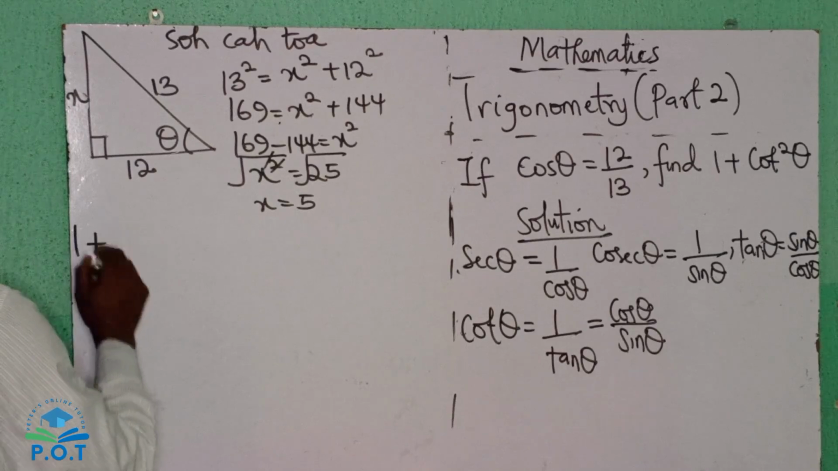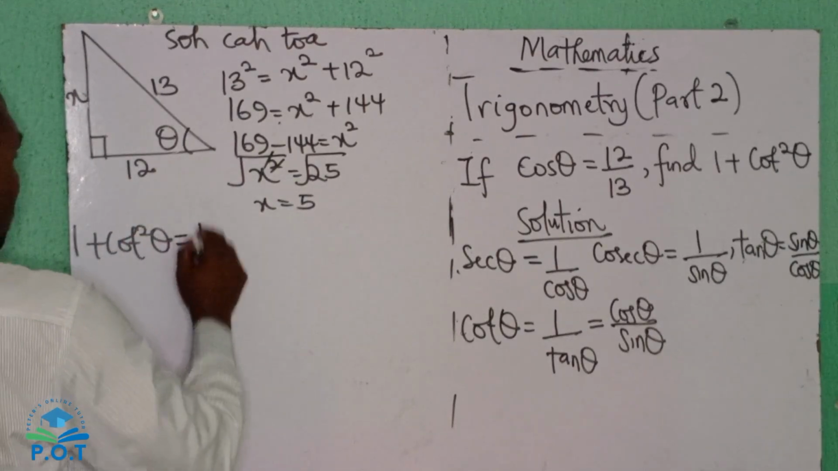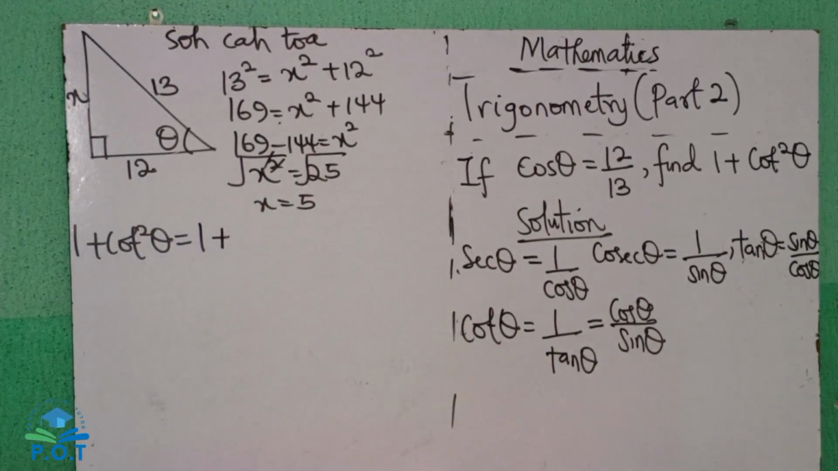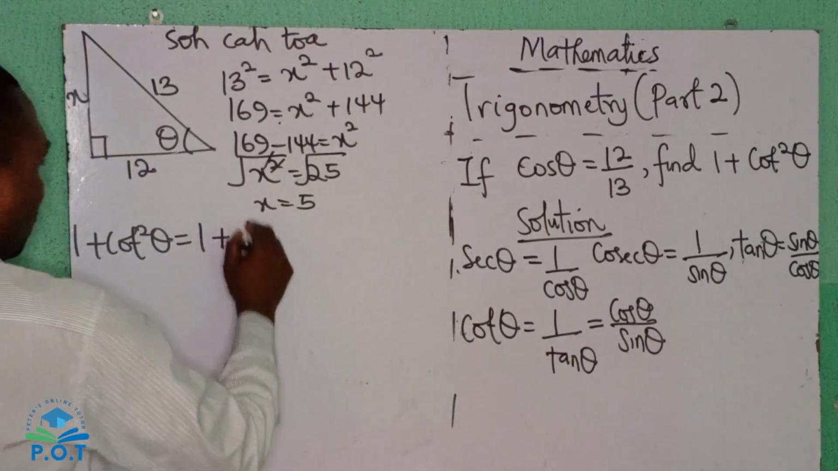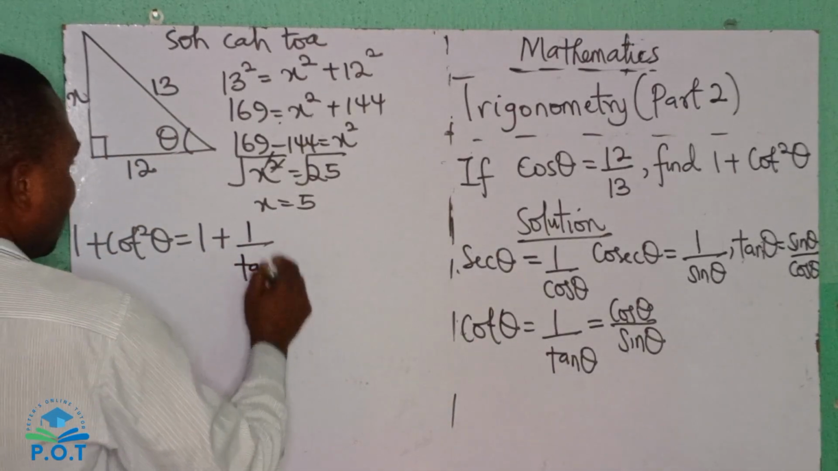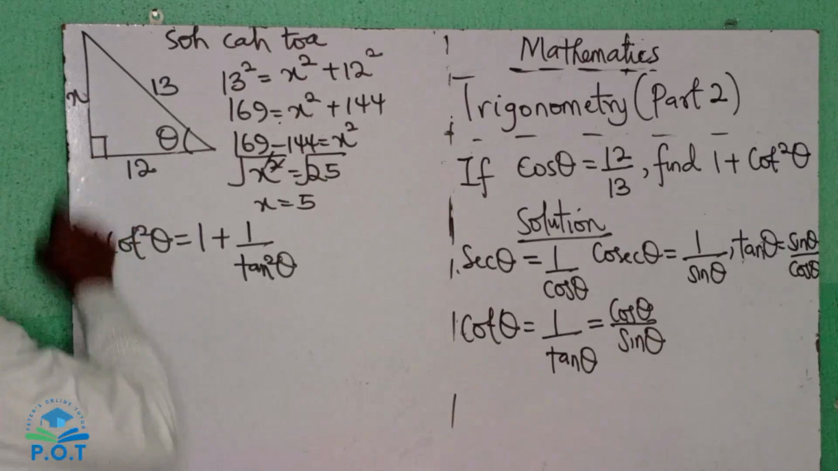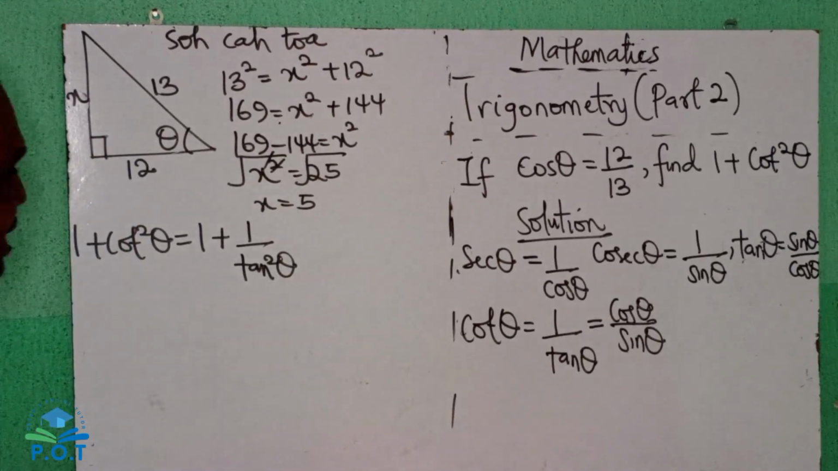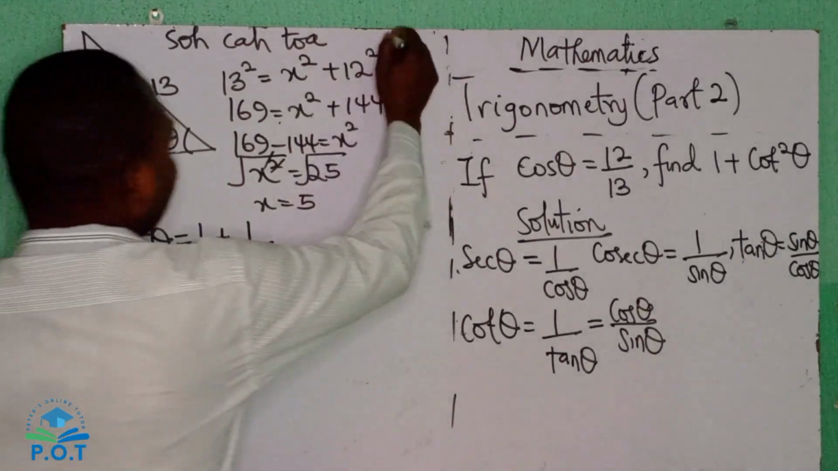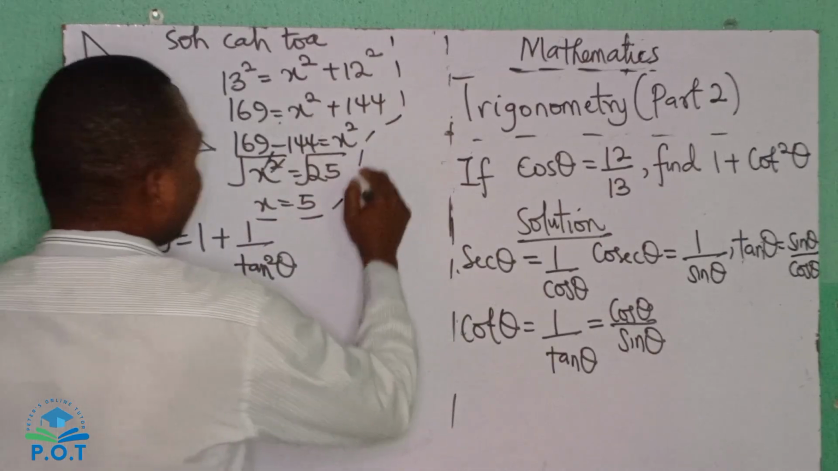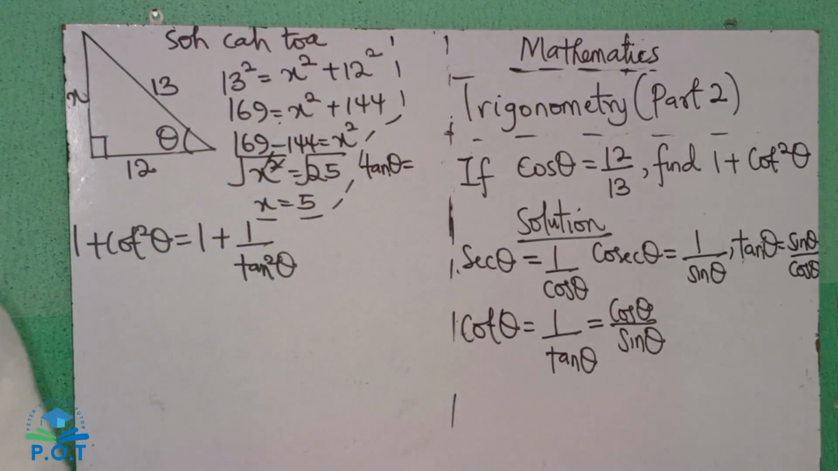We are having 1 plus cot squared theta. And this is equal to 1 plus, now, our cot theta is 1 over tan theta. So I can write it as 1 over tan squared theta. Now, let's go back to that same triangle and find the value of our tan theta. Tan theta will be equal to what?